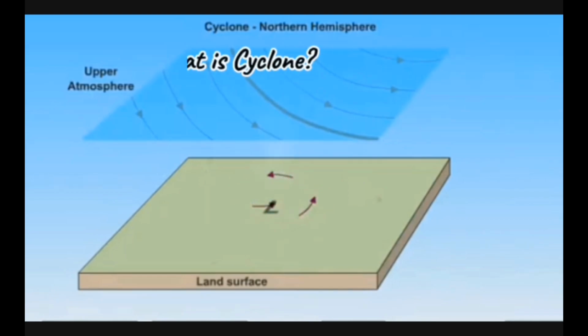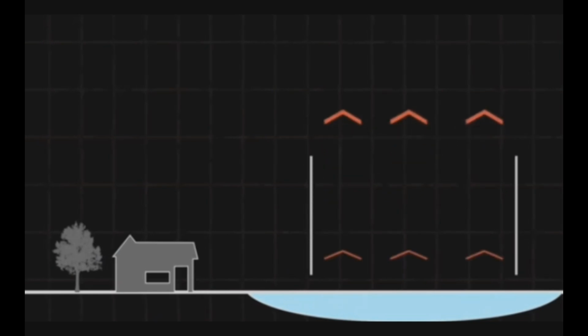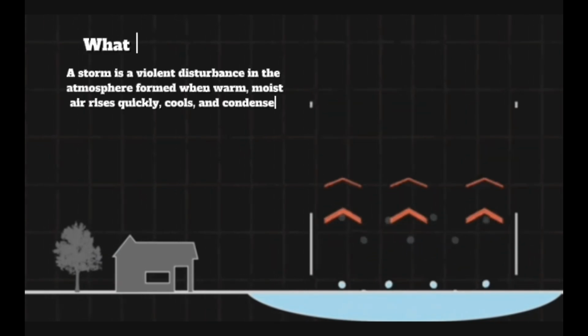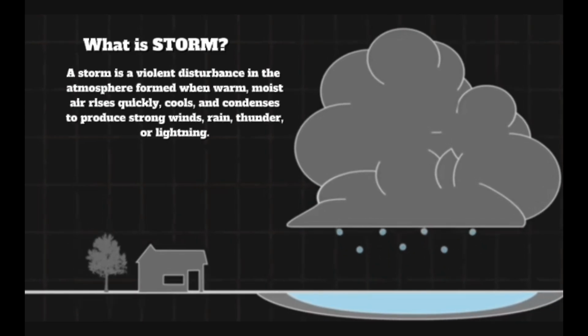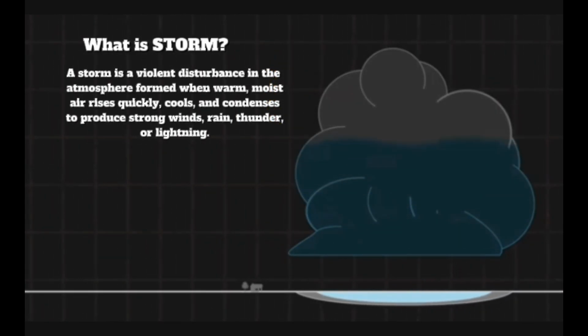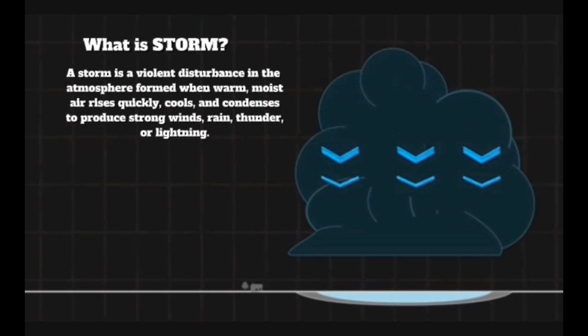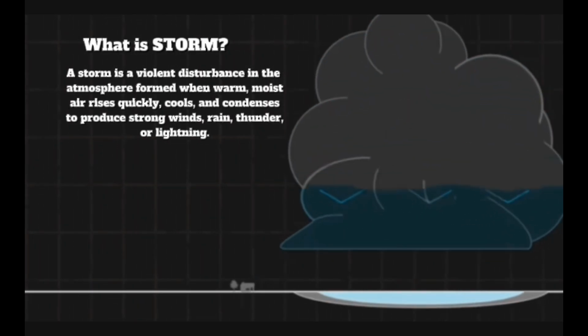Next, what is a cyclone? A cyclone is a large, low-pressure system with strong winds and rotating air that brings clouds, rain, and storms. And next we have the storm, which we are all familiar with. A storm is a violent disturbance in the atmosphere, formed when warm, moist air rises quickly, cools, and condenses to produce strong winds, rain, thunder, or even lightning.